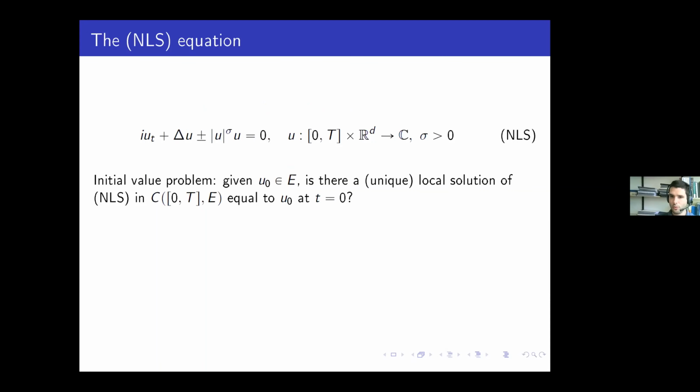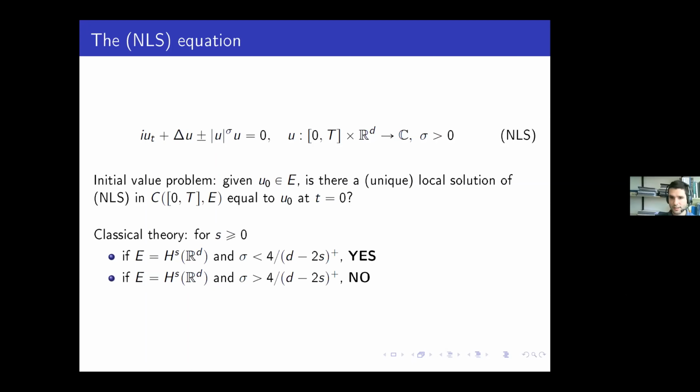So what are the classical results for this equation? Well, basically, if you consider the space H^s, then there's a precise threshold, this 4 over d minus 2s, which is also connected to some Sobolev injection, which must hold. If the power is small, then yes, you can build a local solution. Everything is well defined. If the power is too large, then no, there may be no solution. The continuous dependence does not hold. You cannot bound the norms. It's a mess. So this is the classical theory.